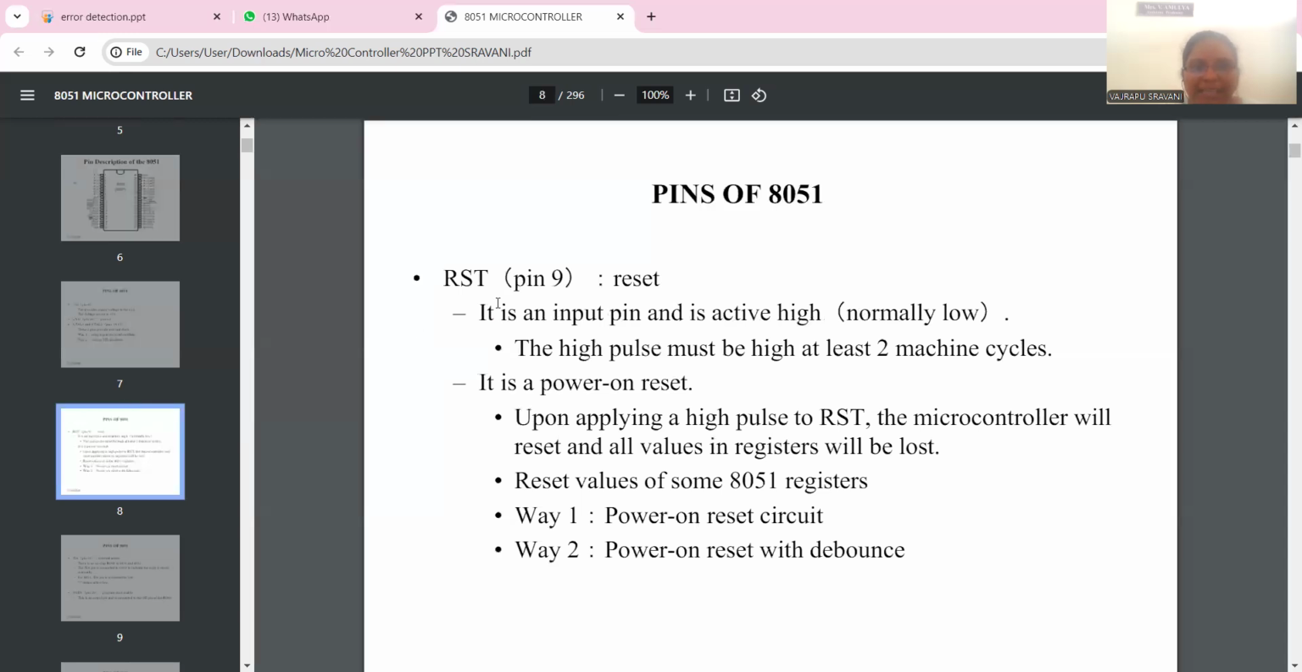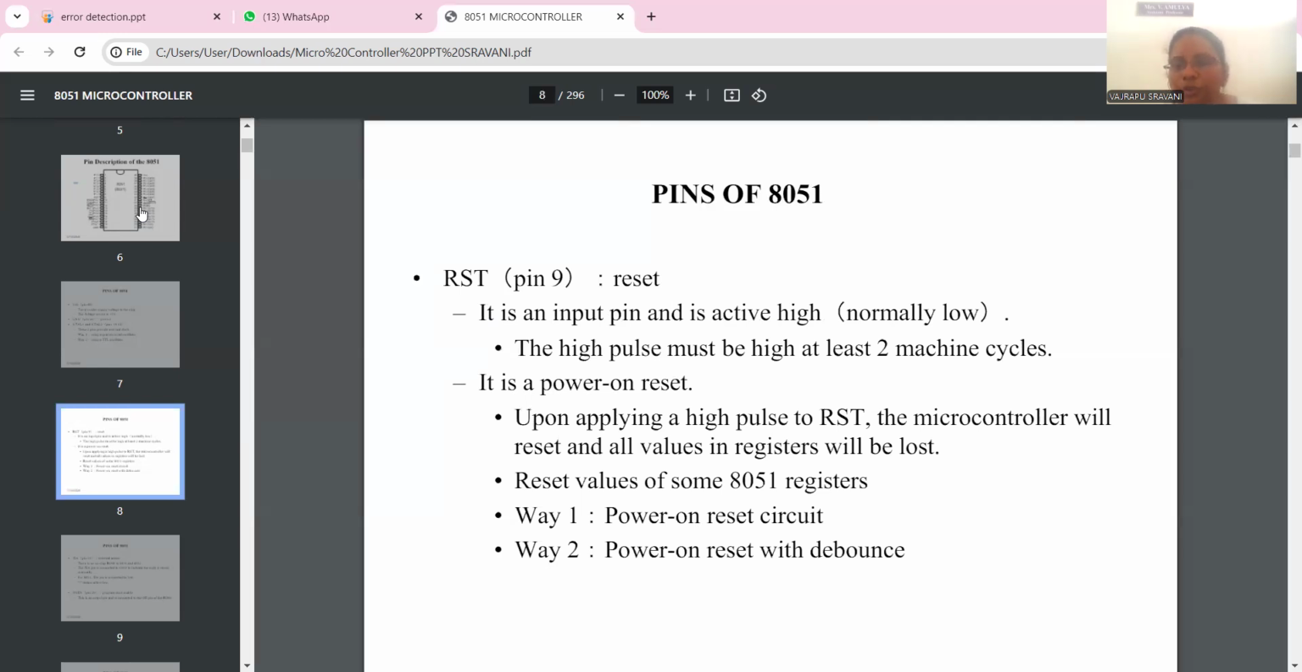Next one is the reset pin. The reset pin is used to reset the functionality. Whenever we are doing experiments in the lab, sometimes we may write a wrong line, like move A comma R1, when we meant to give move A comma R2. At that time we press reset. Otherwise, sometimes the output may not come, so we press the reset button.